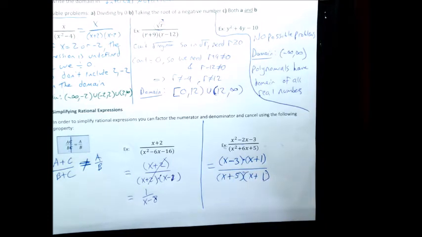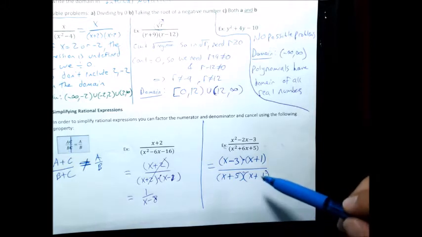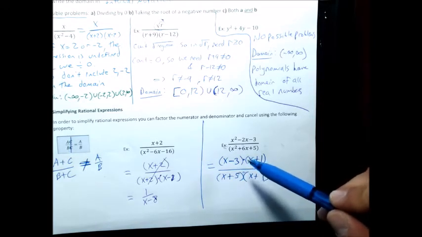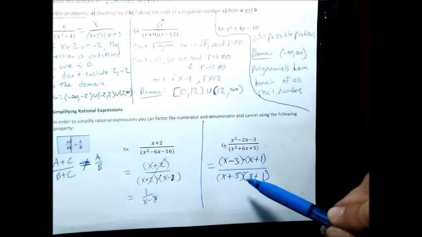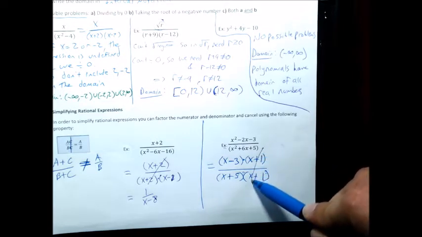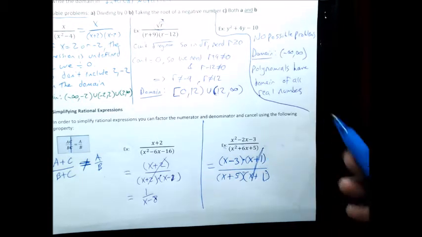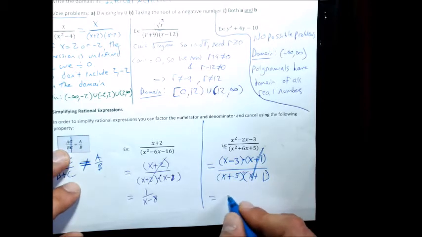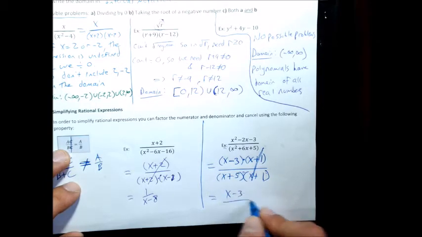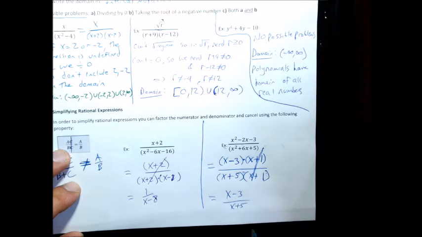And again, now we have the situation where we have things being multiplied on the top, things being multiplied on the bottom, and so we can cancel the x plus 1s because they're being multiplied. And we'll just end up with x minus 3 over x plus 5. Any questions about that one?